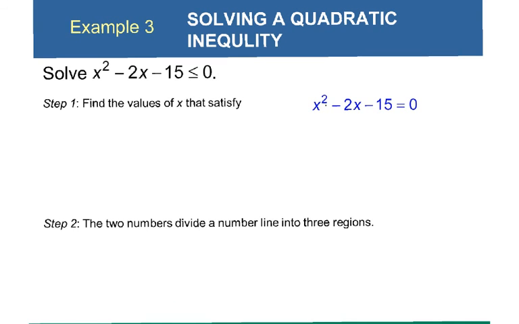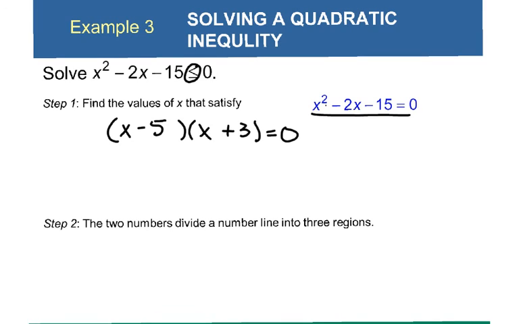Okay, so for this example of solving a quadratic inequality, we're going to follow the steps. Step 1 is to find the values that satisfy this given equation right here. So basically all we're doing is replacing this symbol right here with an equal sign and solving for x. When we do that, this thing factors pretty easily. So it's going to end up being (x - 5)(x + 3). And then our x values end up being 5 or -3.